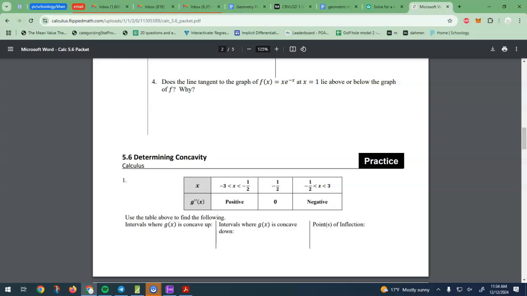And now I want to know what happens if I plug in x equals 1. So I'm trying to find out if we're concave up or concave down so that I can find out if the tangent line goes above or below. If I plug in 1, 1 minus 1, that's really nice. So this whole part is just gone. So I just end up with this. So e to the negative 1 times negative 1.